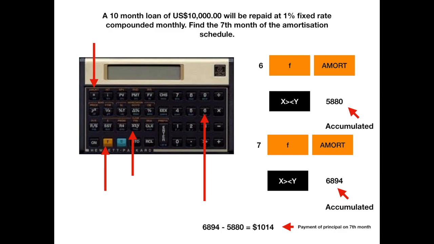So that's not what we want. We want the payment of the principal on the 7th month. So how are we going to do that? Well, let's calculate the accumulated payment on the 7th month, right? So we do the same process, 7 f amort.